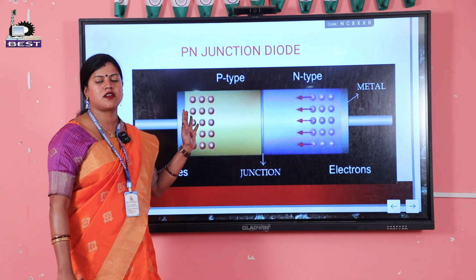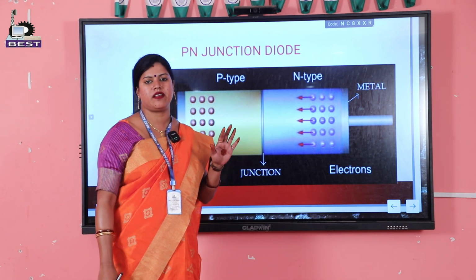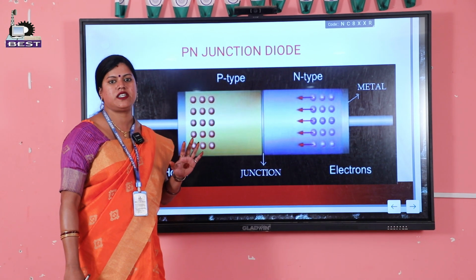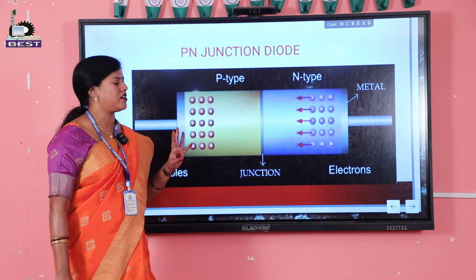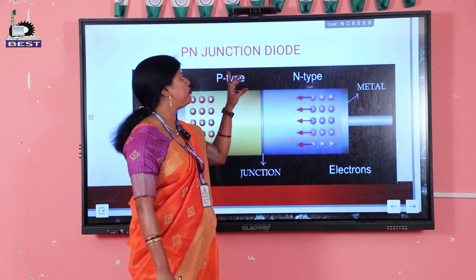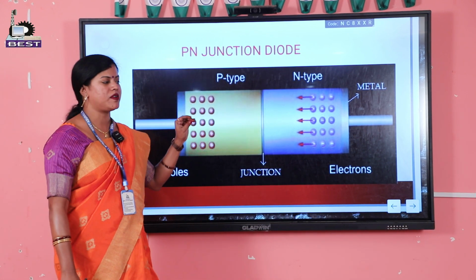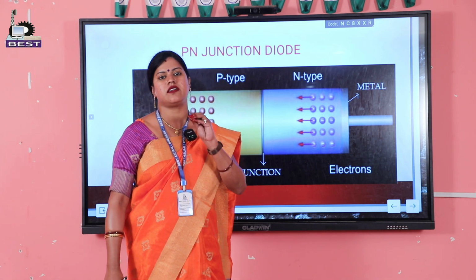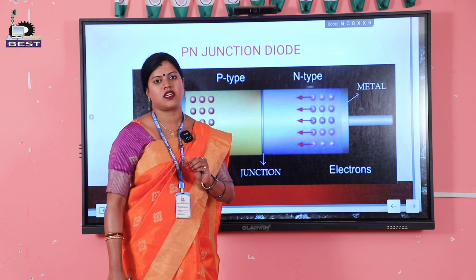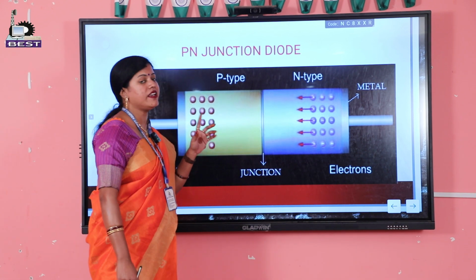Last class we discussed the conductivity of the material. According to electrical conductivity, materials are classified into three types: conductor, semiconductor and insulator. Today we will discuss the PN junction diode, but before that, let us recall what a semiconductor is. A semiconductor is a material whose electrical conductivity lies in between conductor and insulator.